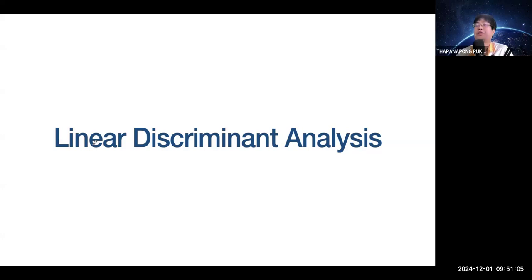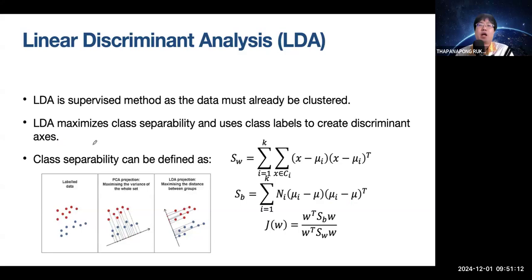Now, in linear discriminant analysis, we actually know something about the data. LDA is a supervised method, right? So now it's becoming a little bit of a crossover. We think of dimensionality reduction as part of unsupervised learning, but now you have a method that acts as supervised learning. So the data must already be clustered.